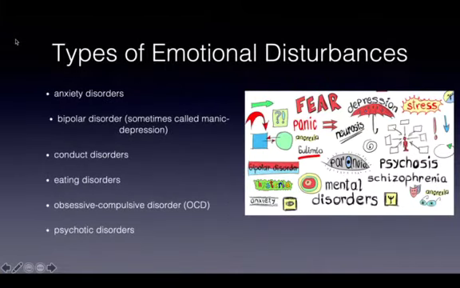So, some types of emotional disturbances are anxiety disorder, bipolar disorder, conduct disorders, eating disorders, OCD, or psychotic disorders. That's only a few of many emotional disturbances that students may face throughout their academic careers. And it's all personal, and that's kind of why I decided to go with emotional disturbances, because it's such an umbrella term, and being able to understand them in a better sense can really help us to find the emotional disturbance and see when our students are struggling.